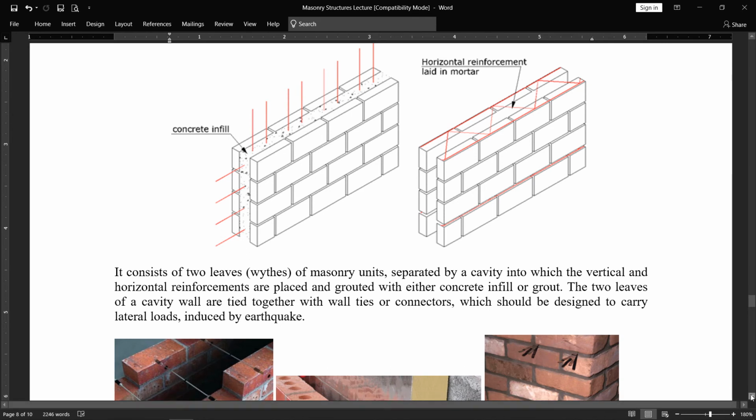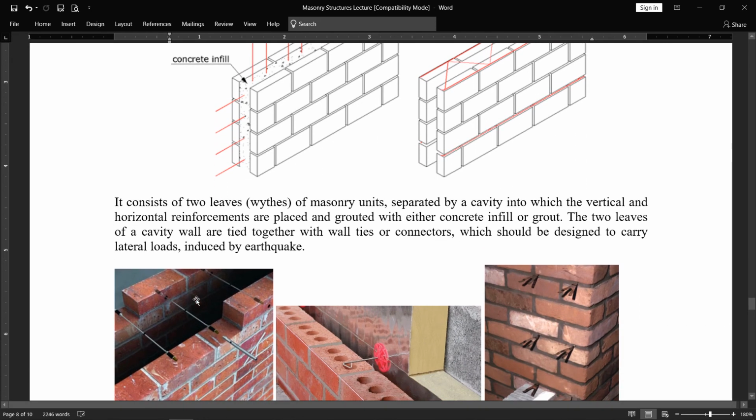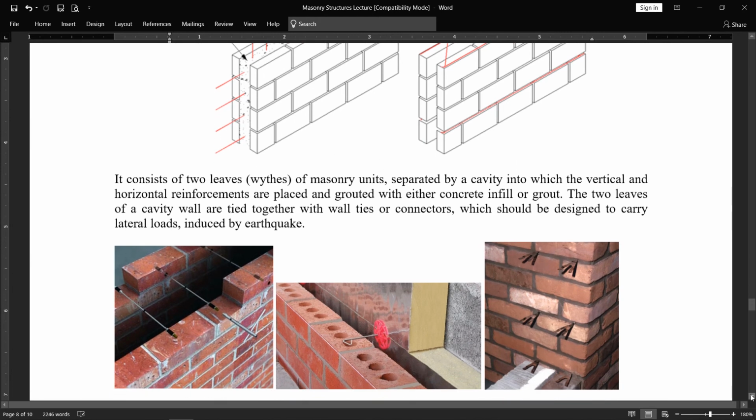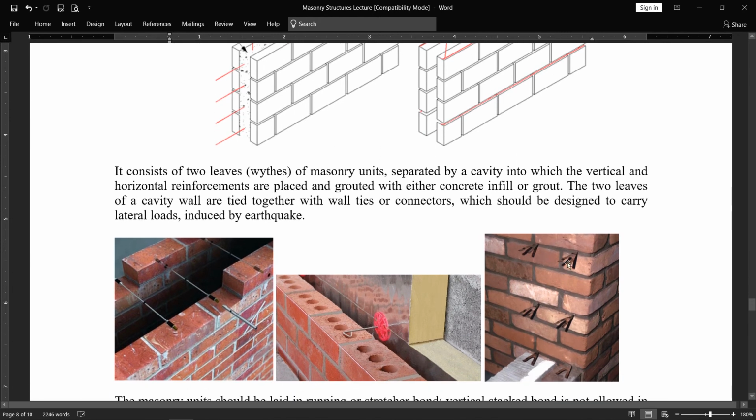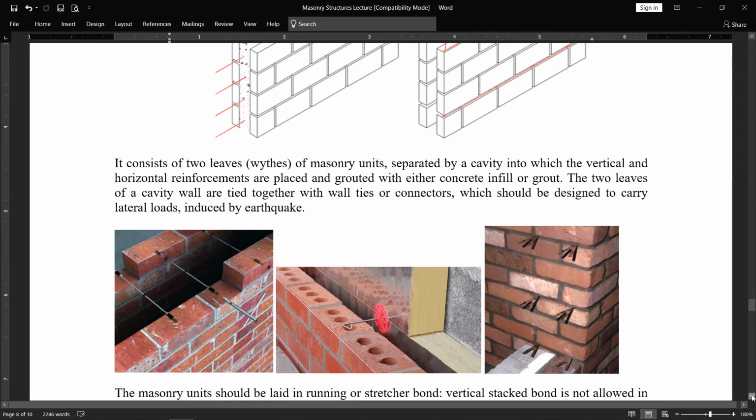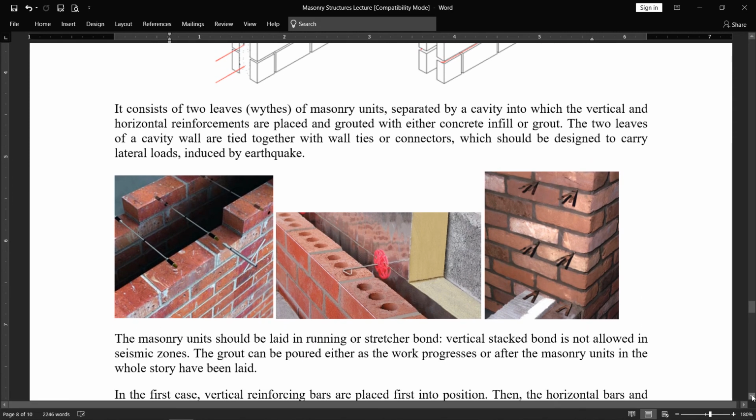So here are the wall ties. The wall is joined with ties like here. When we join another wall, we leave connectors, so that when we start another wall on this side, the mortar will be placed around these steel stirrups, these steel connectors, so that the next wall will be joined smoothly and transfer the forces in a better way. The masonry units should be laid in running or stretcher bond.